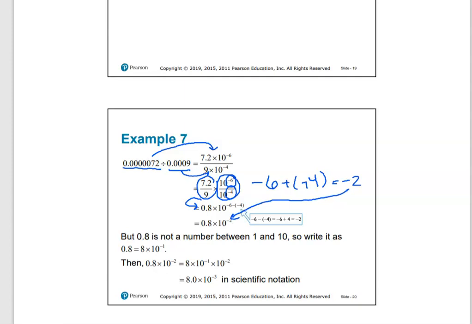But 0.8 is not a number between 1 and 10, so this is officially not in scientific notation. So we're going to need to move our decimal over one space to get it to be 8. If I move my decimal over one space to the right, I'm going to have to subtract 1 from this negative 2. So I'm going to get 8 times 10 to the negative 3, because we've moved our decimal to the right once.